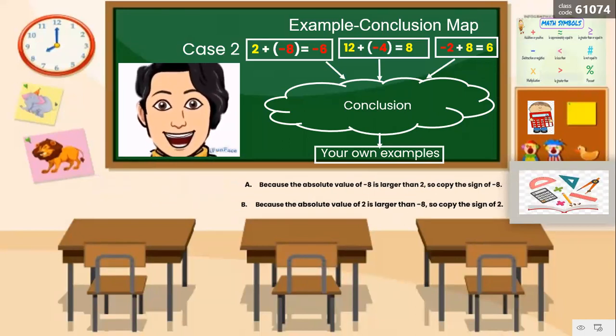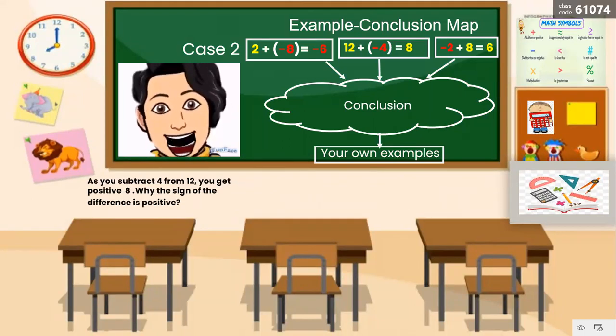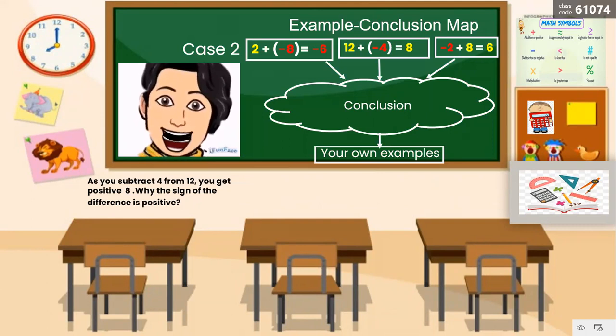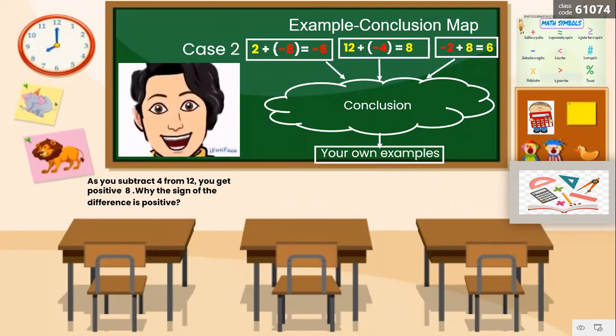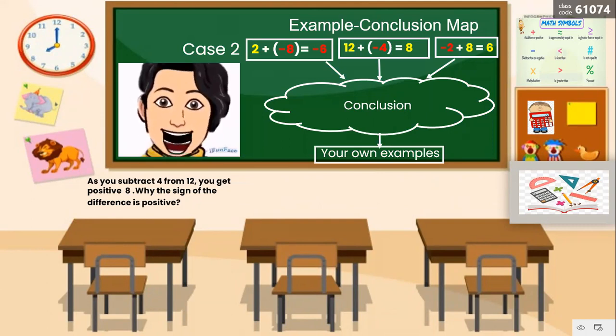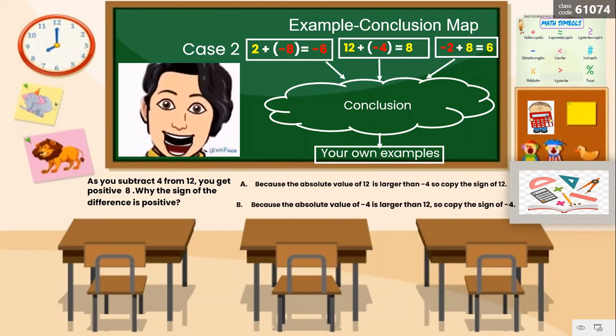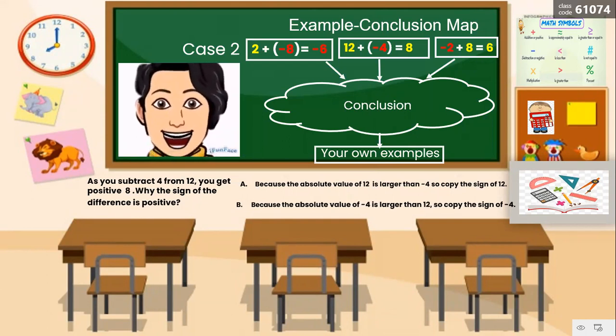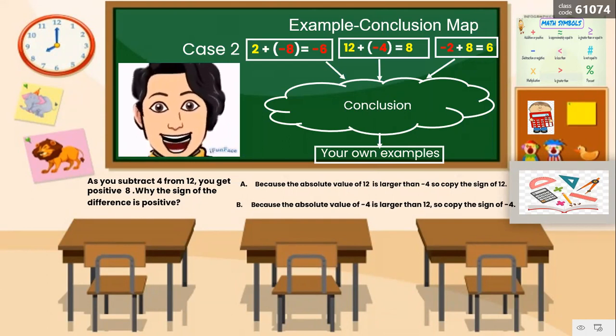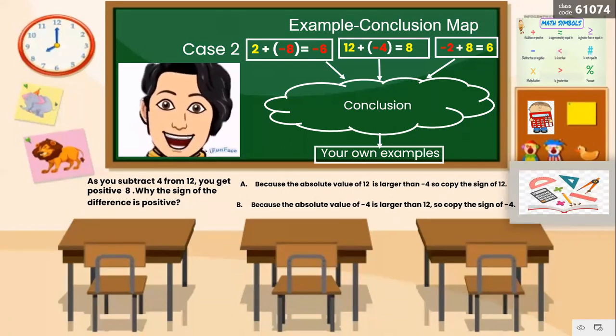Okay, next. In example 2, as you subtract 4 from 12, you get positive 8. Why the sign of the difference is positive? Is it A or B? Okay, very good. That is letter A, because the absolute value of 12 is larger than negative 8. So copy the sign of 12.